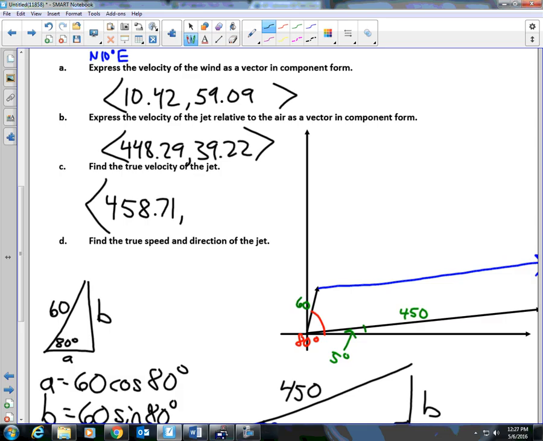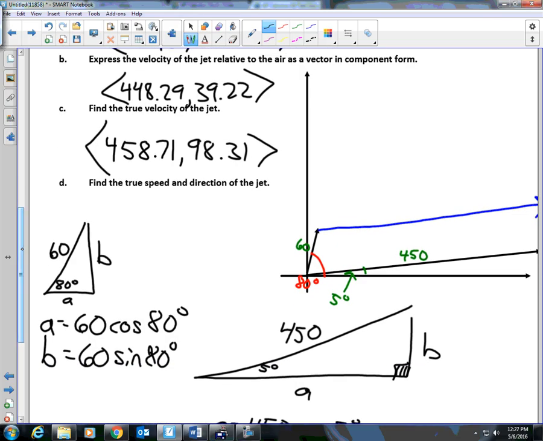And then 98.31. So what that represents is this coordinate way out there. That's where it's actually headed. This new vector that I drew represents the path of this airplane when you factor in the wind. So the last question is find the true speed and direction of the vector.